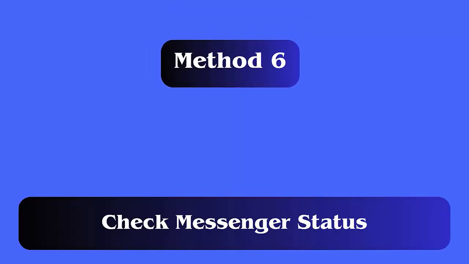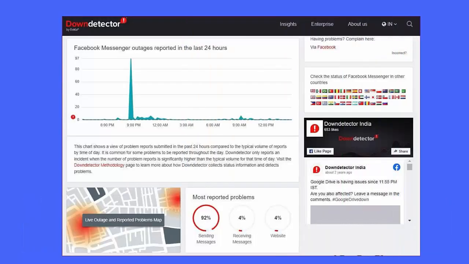Method 6. Check Messenger status. You must also check if there is any server outage or maintenance work in progress. The best way to check is through websites like Down Detector, which will show you the current status of the app.